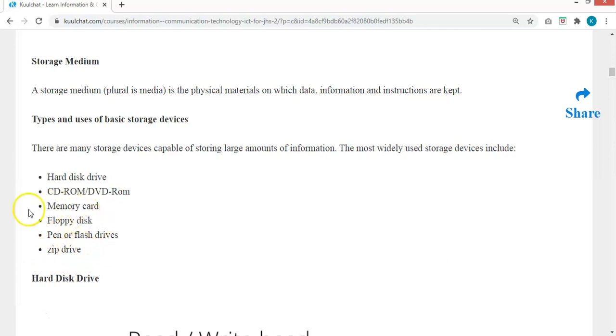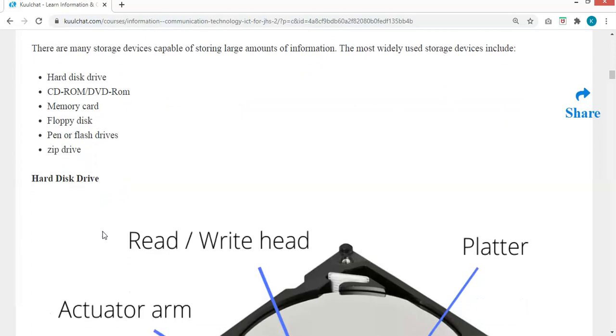Even the floppy disk, many devices no longer use it, but we'll talk briefly about the floppy disk. The zip drive looks similar to the floppy disk, but there are differences. Both of them are no longer being used. So we are going to talk about the hard disk, the CD-ROM, the memory card, the little floppy disk and the pen drive. Okay, so let's get started.